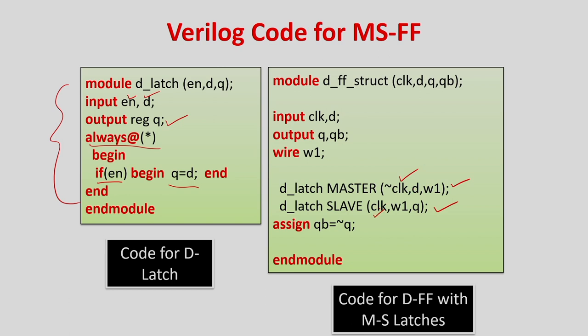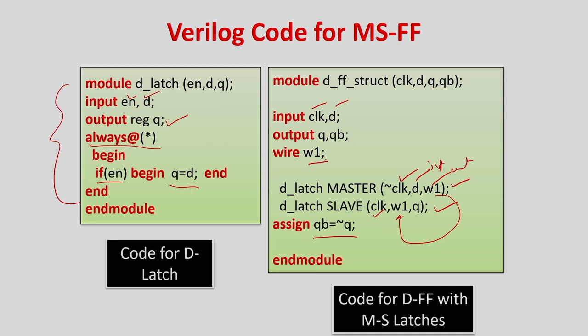This is the inverted clock and this is the non-inverted clock. Whatever the output of the master, we are giving to the input of the slave. So D is the input, and the output of the master serves as input to the slave. This is the master-slave arrangement, and Q bar is always the inverted Q.